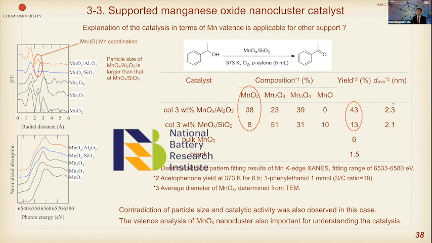In this case, the manganese oxide on alumina is a little bit larger compared to on silica. However, the catalysis was very different. Three times higher catalytic activity was obtained. In this case, a higher valence was also observed in the alumina case. No divalent manganese and 40% tetravalent. So it is also applicable to this support.